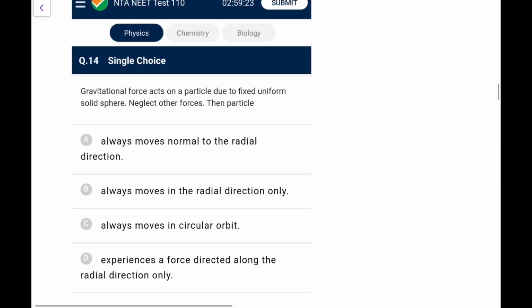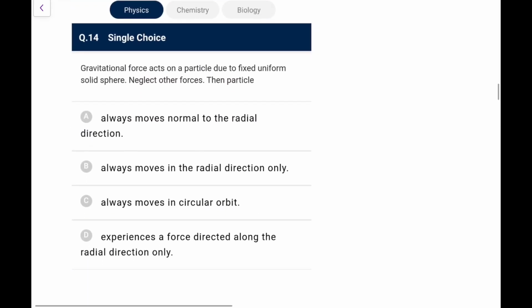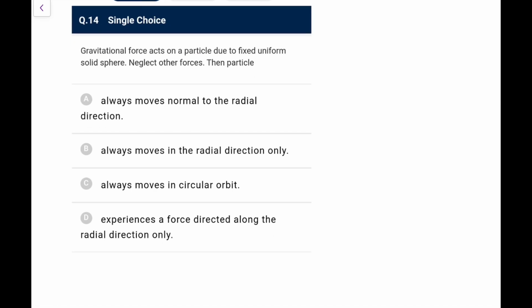Next, gravitational force acts on a particle due to a fixed uniform solid sphere. Neglect other forces. Then the particle always moves normal to the radial direction, always moves in the radial direction, always moves in a circular orbit, or experiences a force along the radial. Again, the direction of motion will also be decided by the initial state of that particle. So whenever "always" is written, think of a case where you can negate it. So definitely we will go for option D.